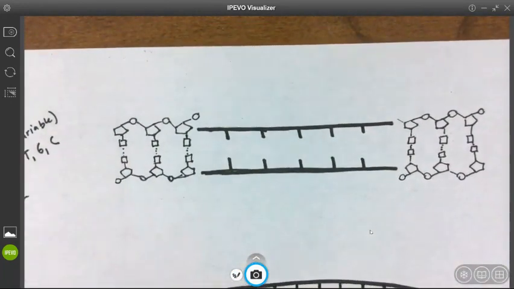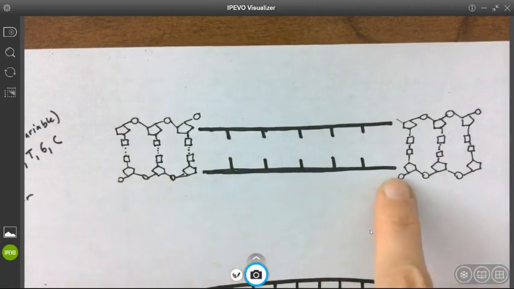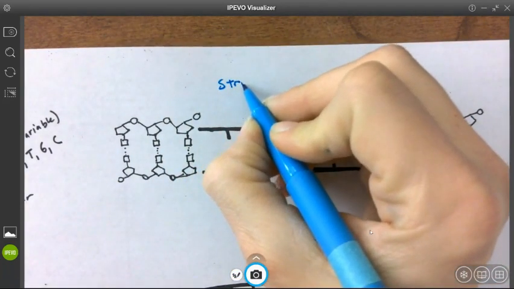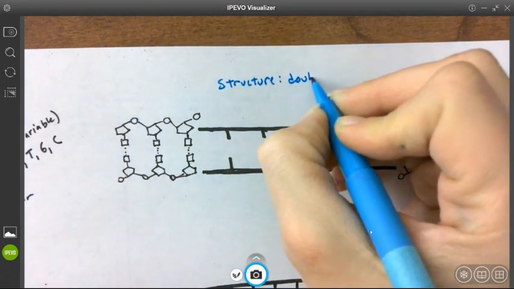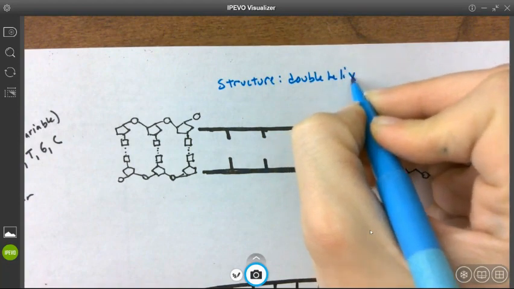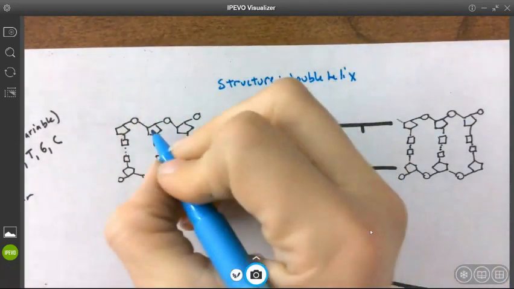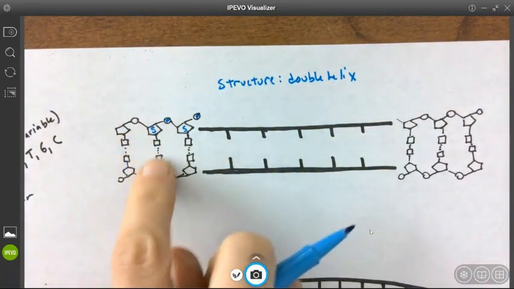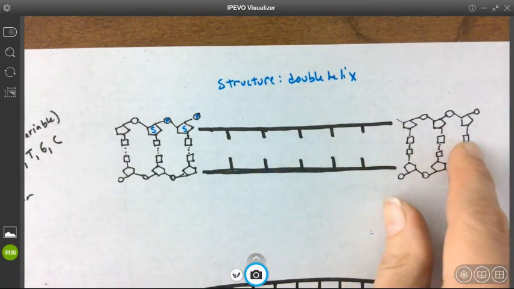So if we look at this DNA structure right here, we'll notice that it has 2 strands of DNA. We often call this structure a double helix. The sides of the DNA are made up of sugars and phosphates. And the steps or rungs of the DNA ladder are made up of nitrogen base pairs.